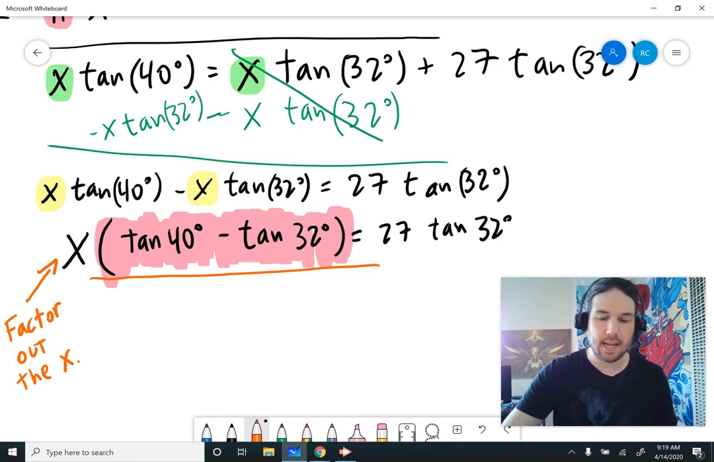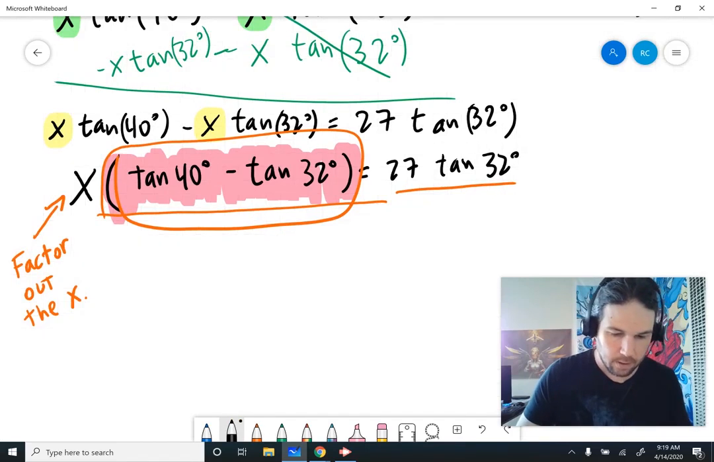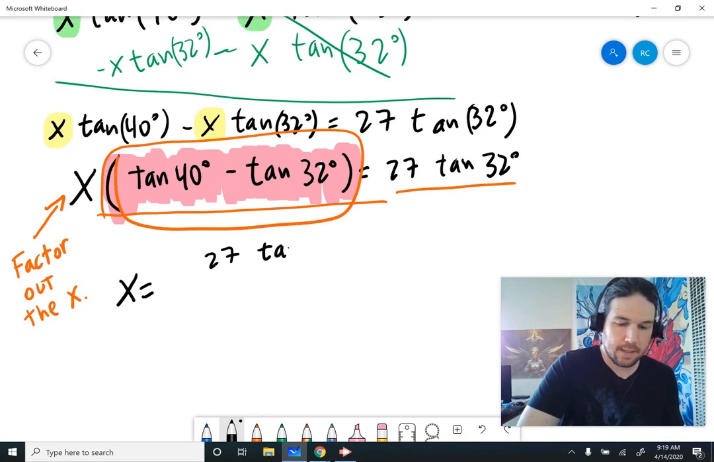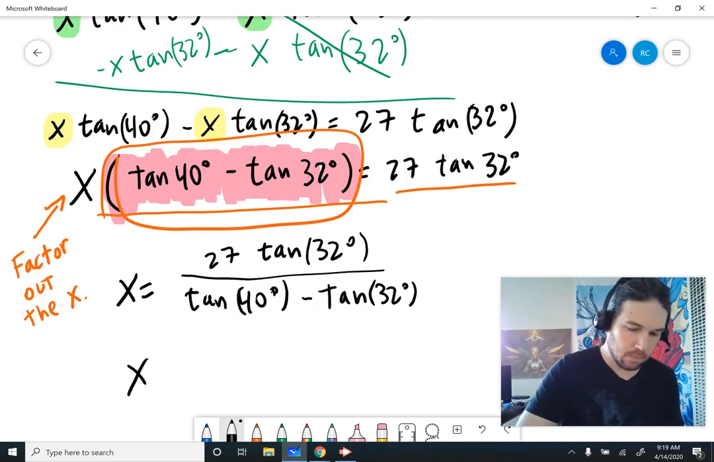So I'm going to divide both sides by this whole thing here. I'm going to divide both sides by tangent 40 degrees minus tangent 32 degrees. I don't know what that number is, but it is just a number, so I can divide by it. So I'm dividing both sides by that, and I get x equals 27 tangent 32 degrees on the top divided by tangent of 40 degrees minus tangent of 32 degrees.